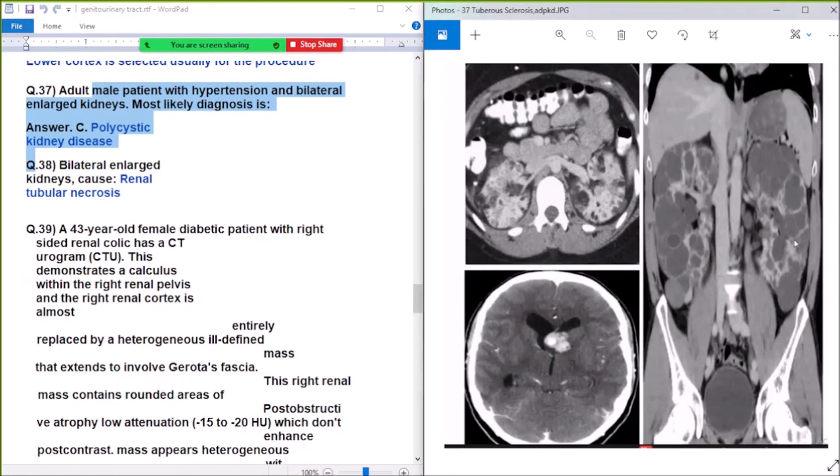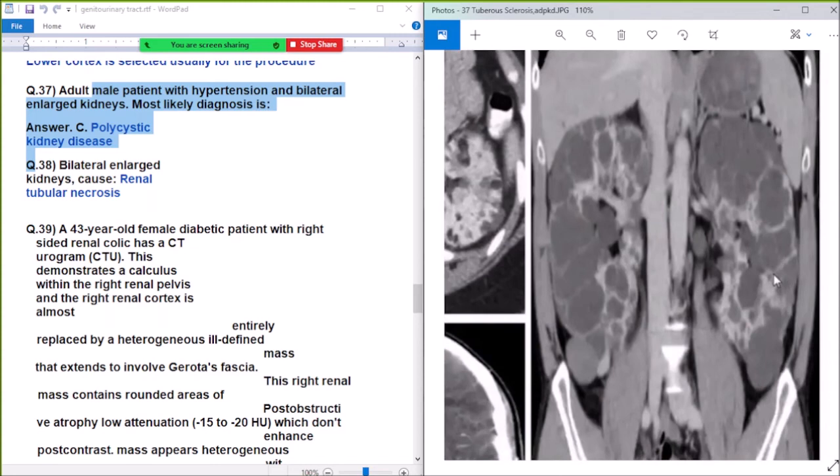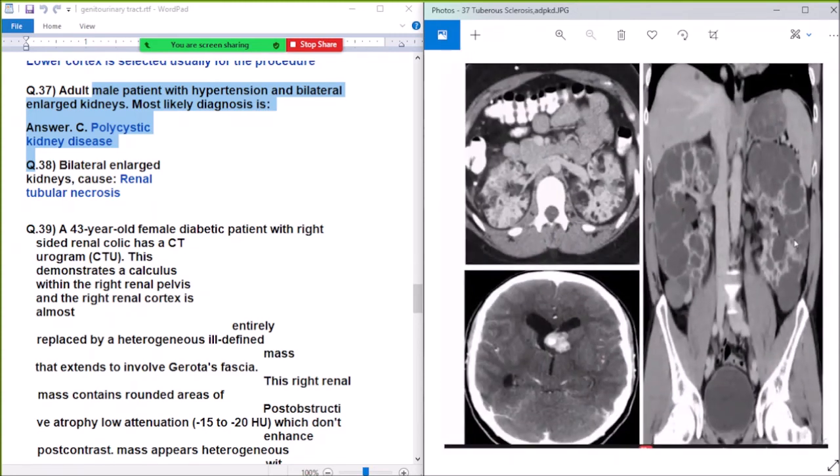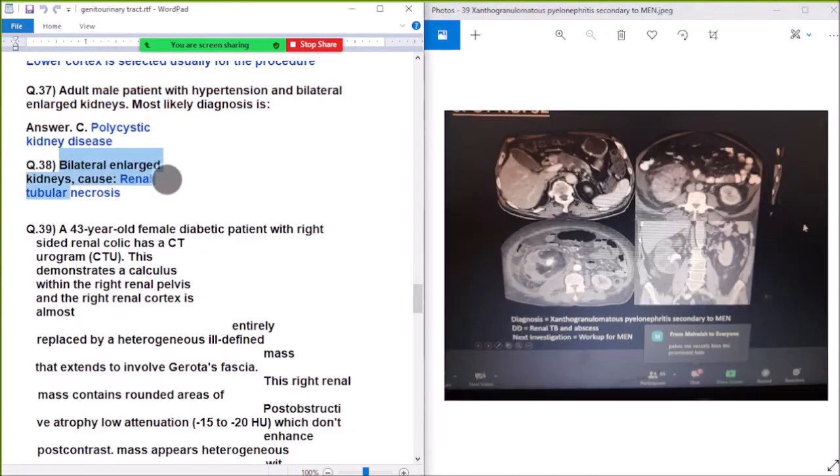Question 38. Bilateral enlarged kidneys causes: renal tubular necrosis.